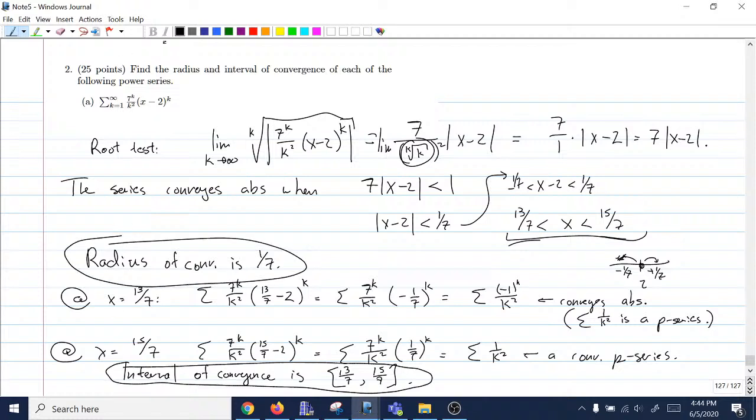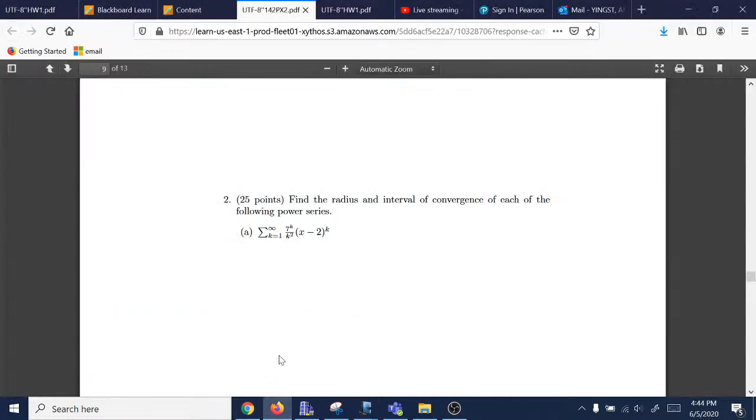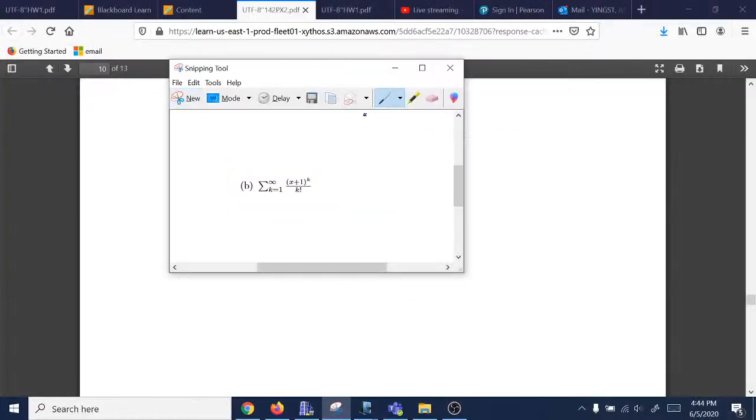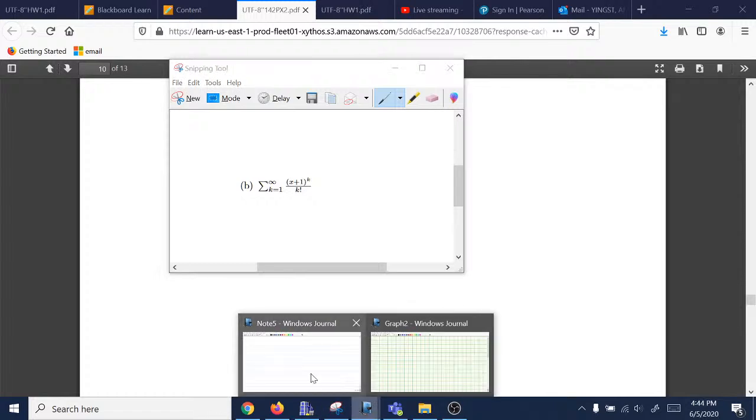Cool. What do we have for B? We have this thing. I got a factorial. I'd way rather use the ratio test than the root test.